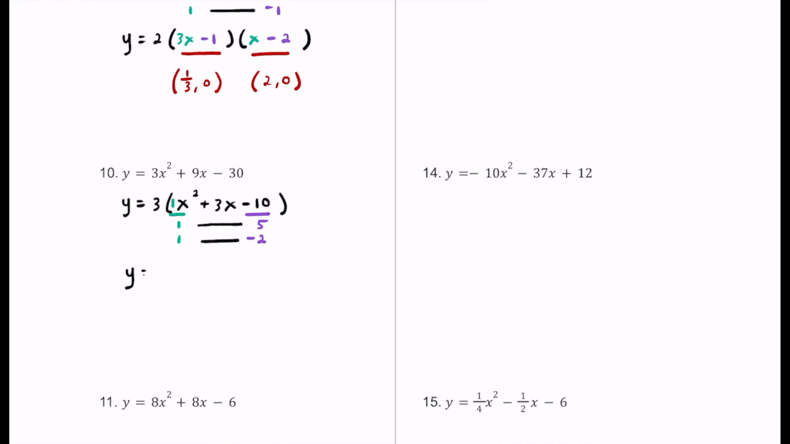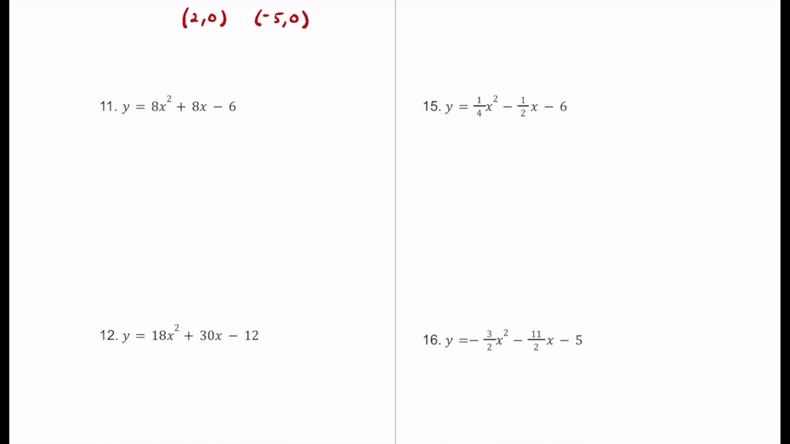So we'll write y is equal to 3 times, set up our binomials. And we know it's going to be x and x. And actually, this doesn't really matter. It's going to be plus 5 and minus 2. Okay, but those would be the binomials, and then these intercepts are pretty easy to find. So that's going to be 2, comma 0 and negative 5, comma 0. 2 points on the graph going through the x-axis.